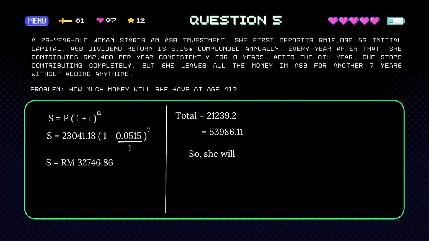To get the final answer for how much she will have at age 41, we need to add the two final values together. Let's do it together. 21,239 ringgit and 25 cents plus 32,746 ringgit and 86 cents. By then, she will have 53,986 ringgit and 11 cents at age 41.